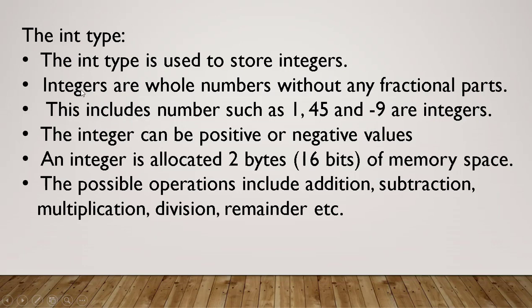What is an integer? Integers are whole numbers without any fractional parts. They are whole numbers, that is, they do not have a decimal point or any fractional part, so we call them integers. This includes numbers such as 145 and minus 9. So an integer can contain both positive and negative values.